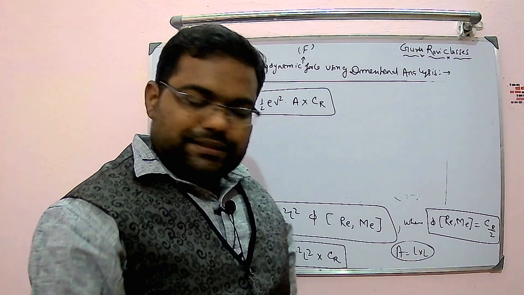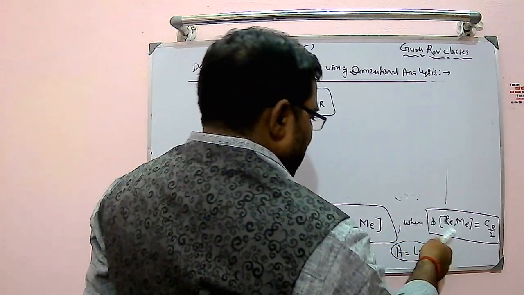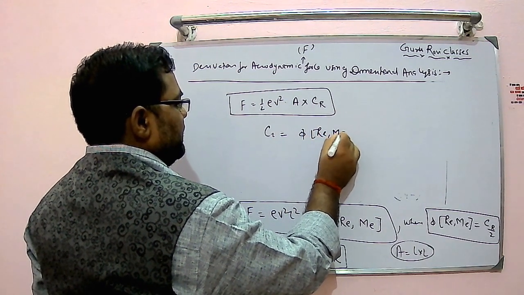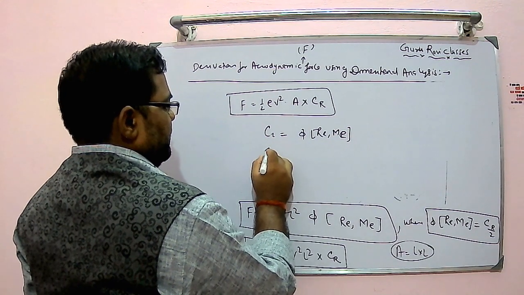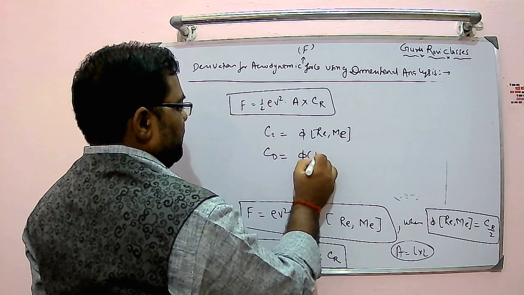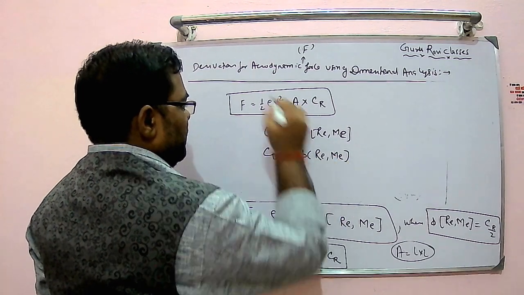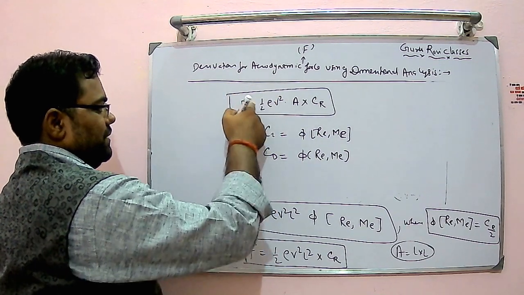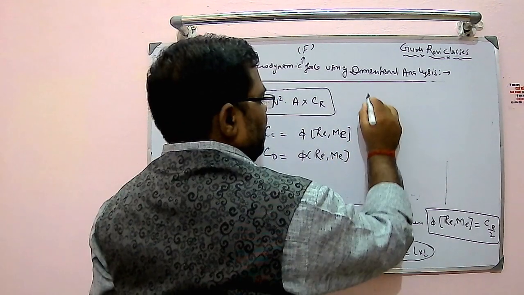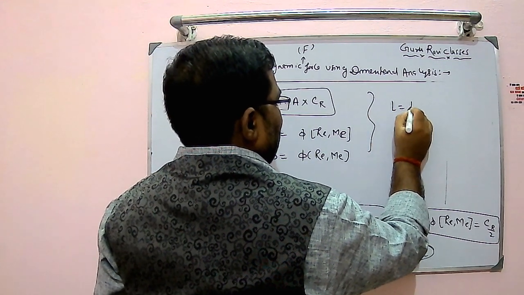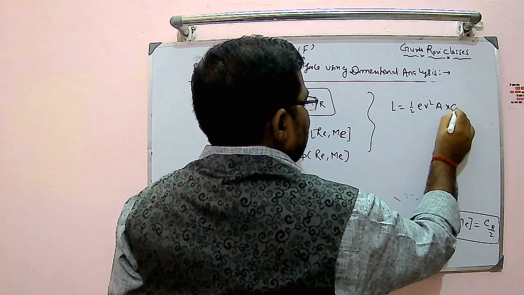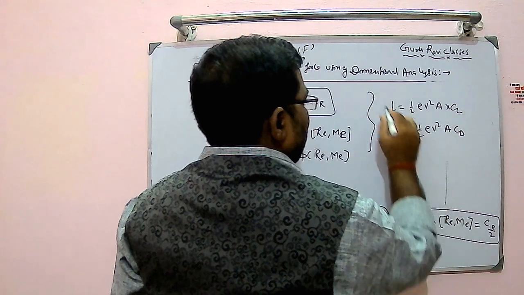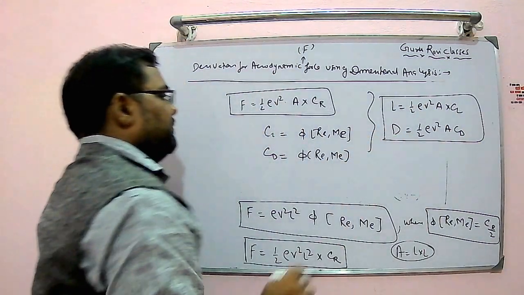As I said, aerodynamic force is a function of RE and ME, so CL will also be a function of RE and ME, as will CD, because both depend on the aerodynamic force. Similarly, for lift and drag, I can write an equation in the same way. Lift is equal to half rho V square A into CL, the coefficient of lift, and drag is half rho V square A into CD, the coefficient of drag.